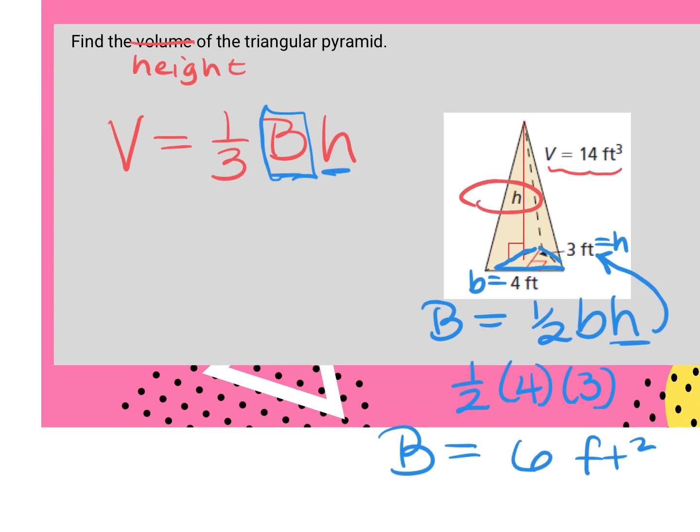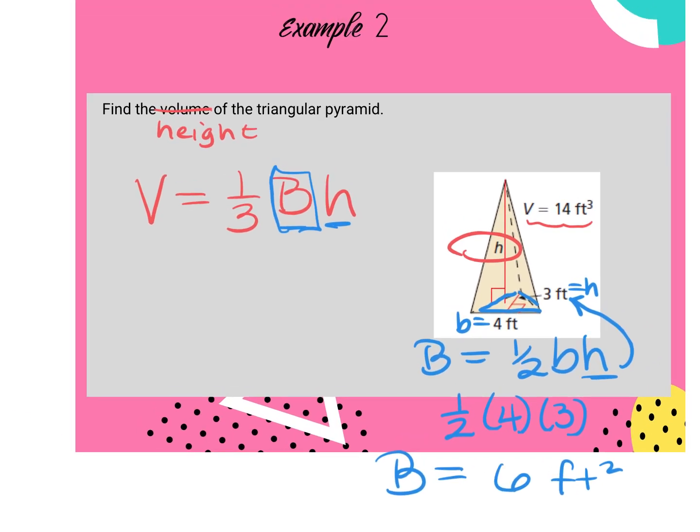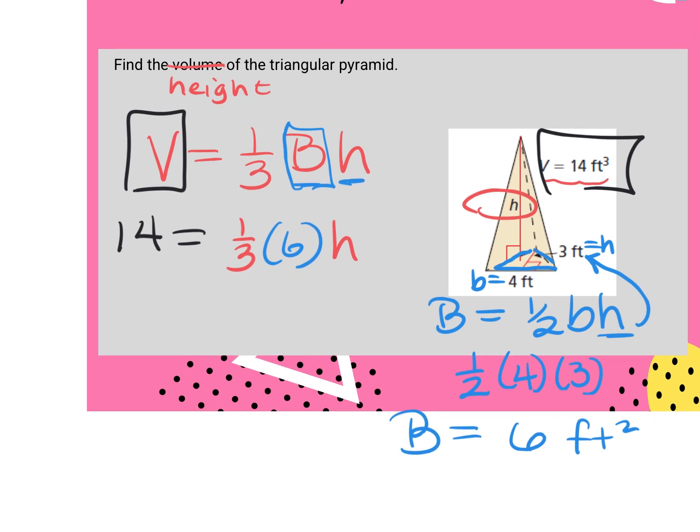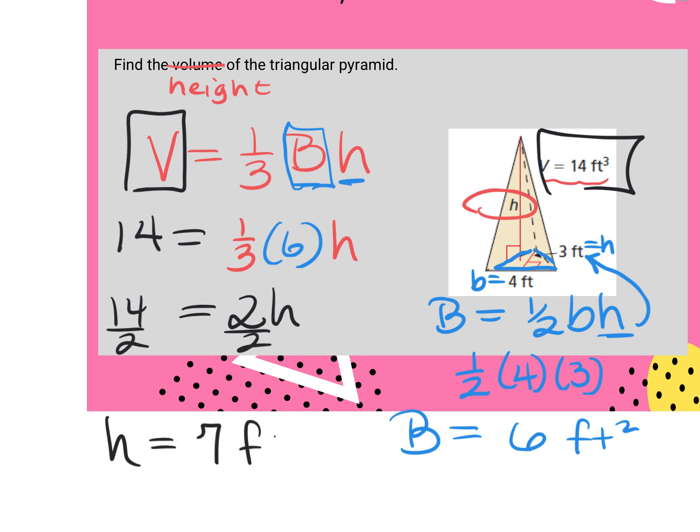So I'm going to be doing the volume, which they gave me. So I'm going to replace the V with what they gave me, 14, equals 1/3 times the 6, and I don't know the height. That's what I'm solving for. So I'm going to go ahead and take 1/3 of 6. 1/3 times 6 is 2. And then now I just divide 14 by 2. And my height equals 7 feet.